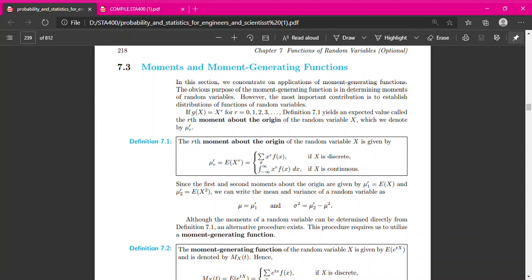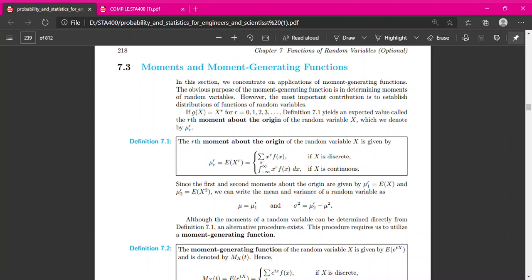Tapi dia berbeza sikit lah, mathematical expectation dia E(X) dan E(X power of R). Before this, X power of R juga sebenarnya expected of X dan expected of X square. But for moment it will be E(X power of R). So it will involve the PDF juga, PDF for discrete dan juga continuous. Okay, so let's see the definition.